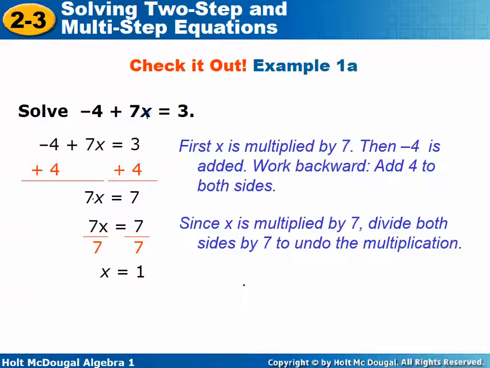And then we check our answer by writing the original equation down, except wherever we see the x, we put the 1, because that's what we got for x. And we want to see if we get the same thing on both sides of the equation. So -4 plus 7 times 1 is 7. And -4 plus 7 is equal to 3. So 3 is equal to 3, so this checks, and we have the right answer.